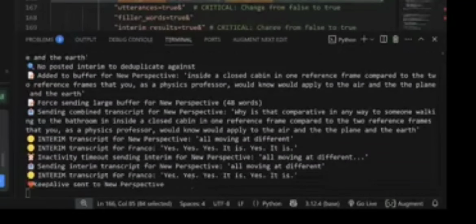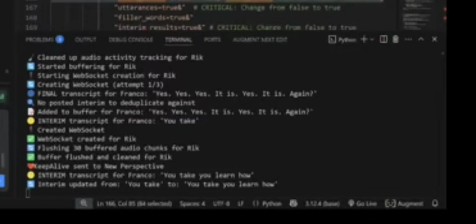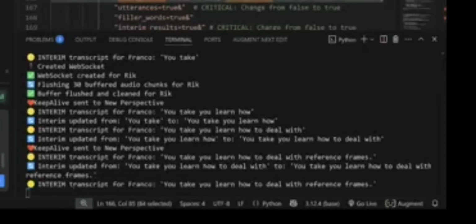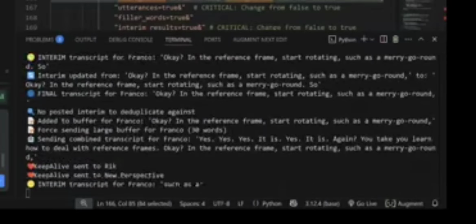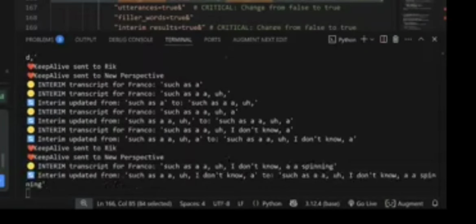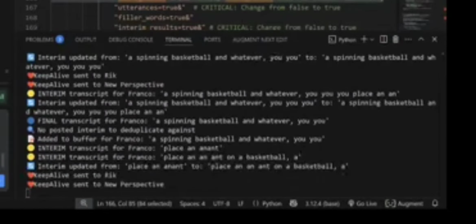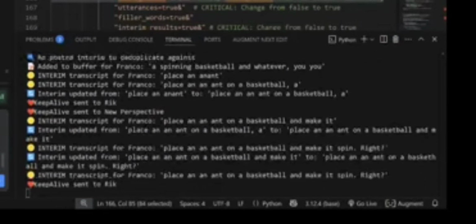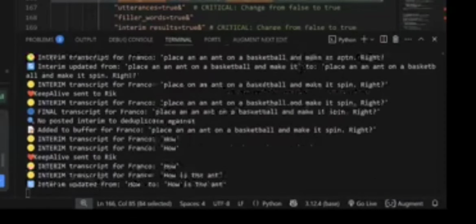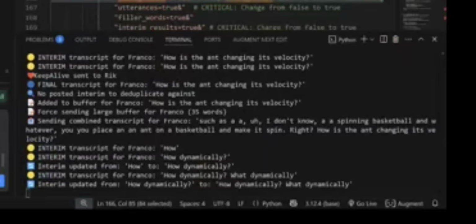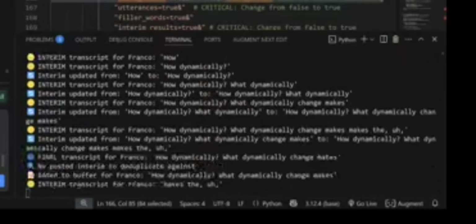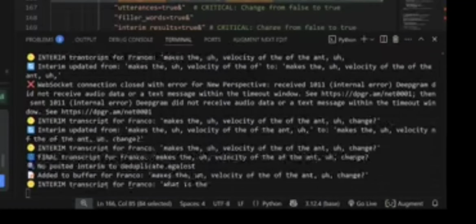Again, you learn how to deal with reference frames. Okay, in a reference frame that's rotating, such as a merry-go-round, or, I don't know, a spinning basketball, you place an ant on a basketball and make it spin, right? How is the ant changing its velocity? How, dynamically? What dynamically makes the velocity of the ant change? What is the ant experiencing?